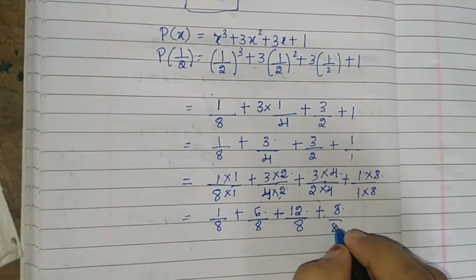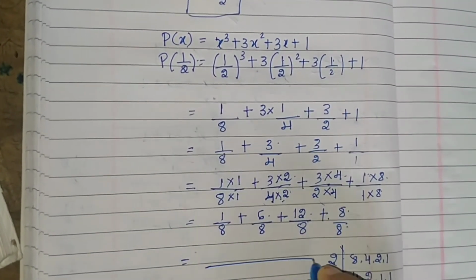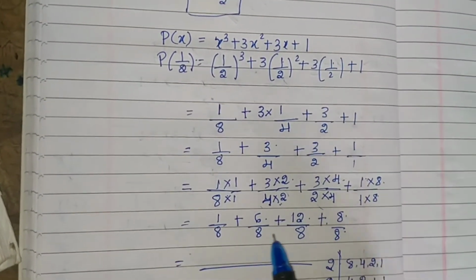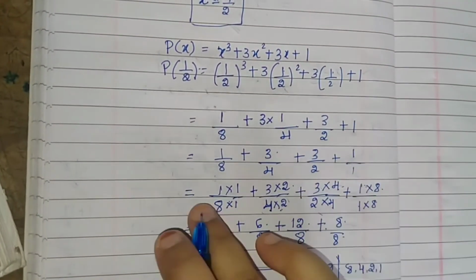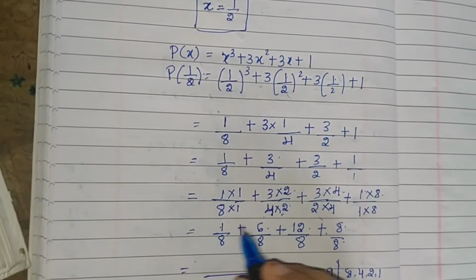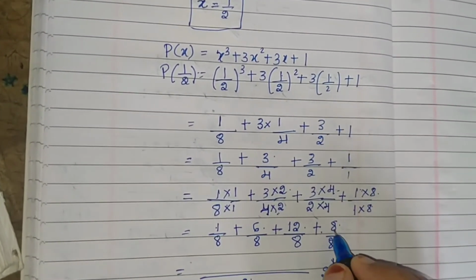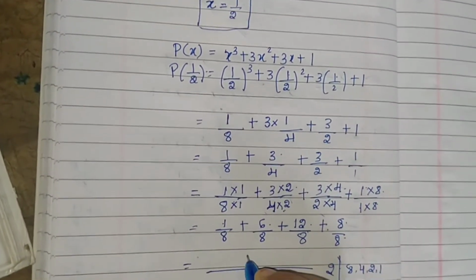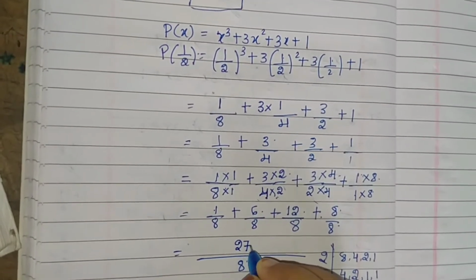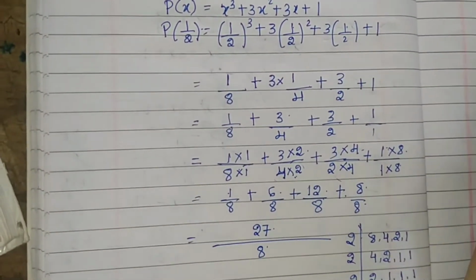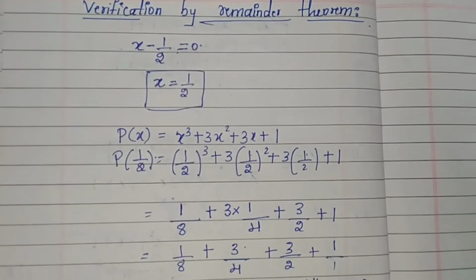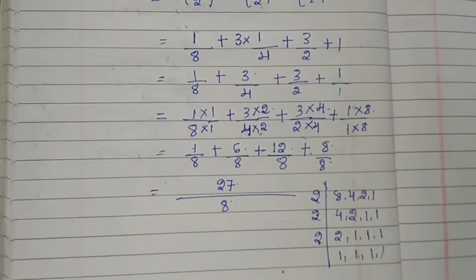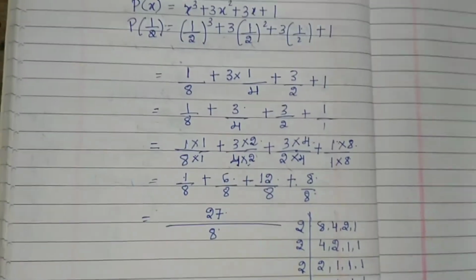8 by 8. Okay. So now you can see over here the denominator is the same, right? 8. So you have to add the numerators now. 7 plus 12 plus 8. Okay. So what you are going to get? You are going to get again 27 by 8. Okay. So this is your verification by remainder theorem. Okay. So now let us see the third problem.